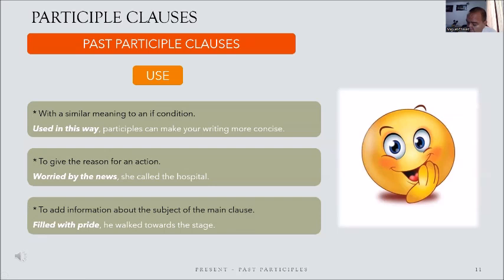Here are some common ways that we use past participle clauses. Note that past participles normally have a passive meaning, with a similar meaning to an if condition. Used in this way, participles can make your writing more concise. To give the reason for an action: Worried by the news, she called the hospital. To add information about the subject of the main clause: Filled with pride, he walked towards the stage.